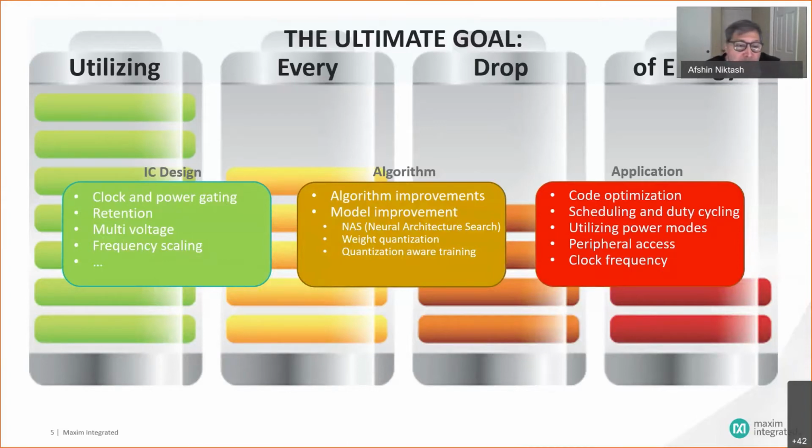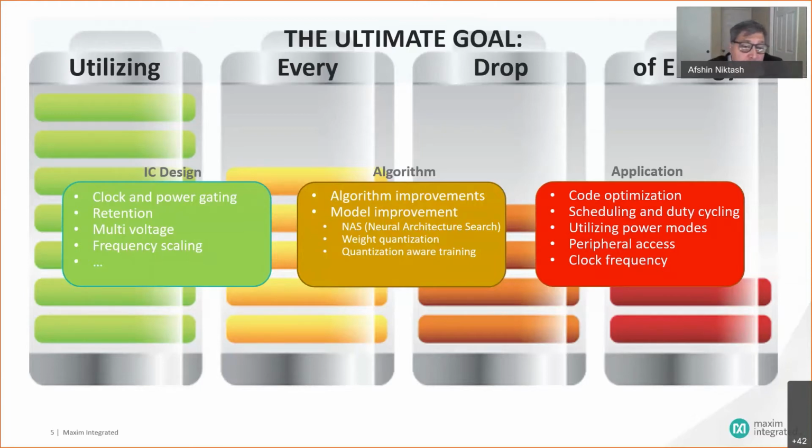From the algorithm point of view, the algorithm improvements have a significant impact. Examples are like when we can just do some of the DSP parts of the algorithm and convert them to an AI model, like frequency transformation, for instance. And we use this approach actually in the keyword spotting example we're going to see later.